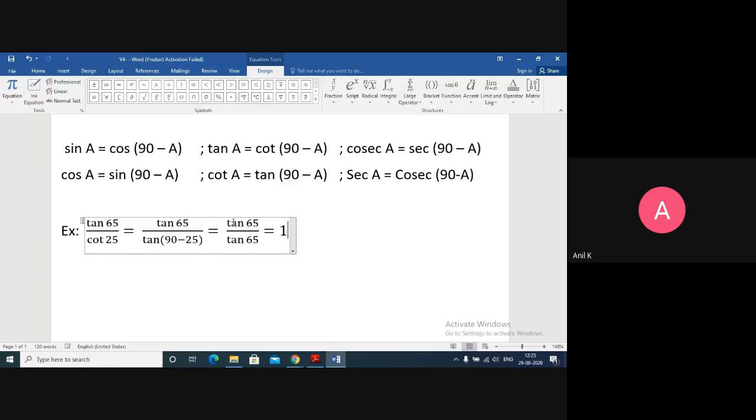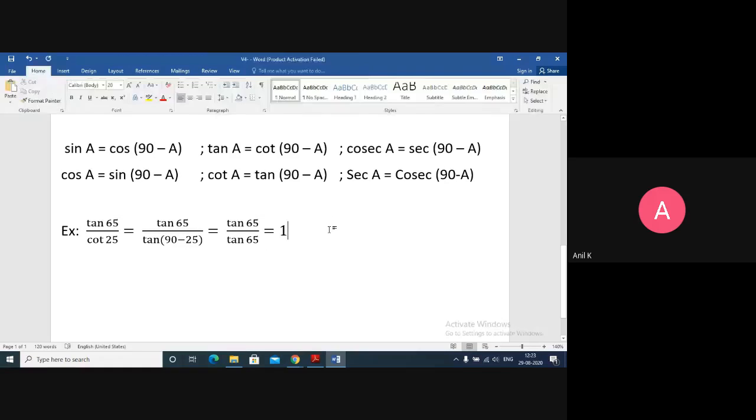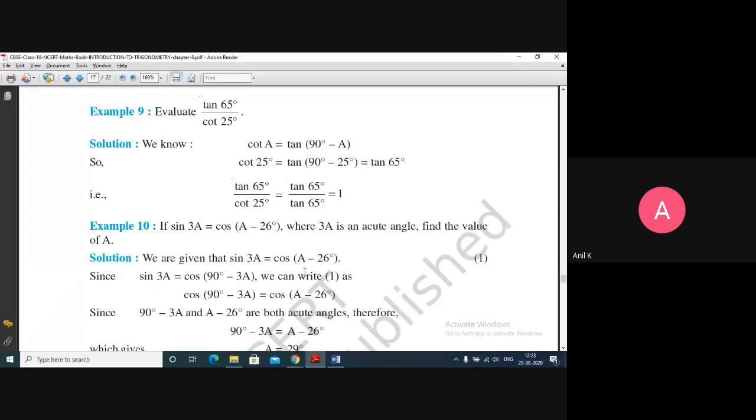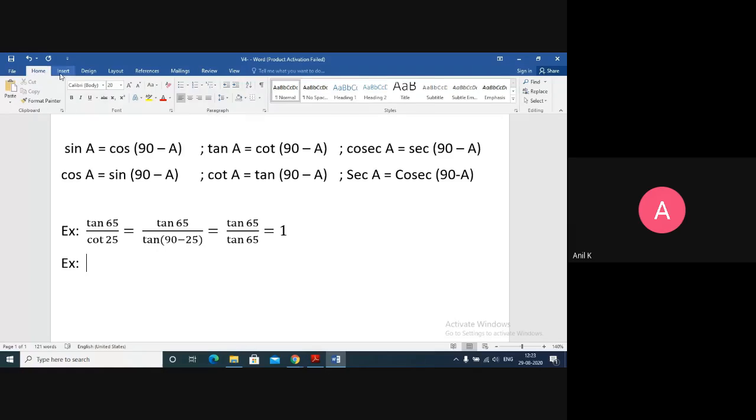Even without knowing the exact value of tan 65, I still simplified the question. That is the advantage of complementary angles. So let me take another example. Sin 3A equals cos A minus 26.